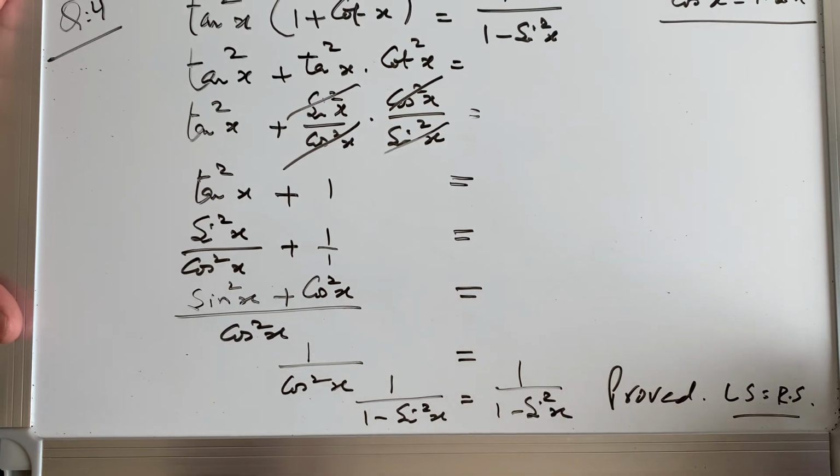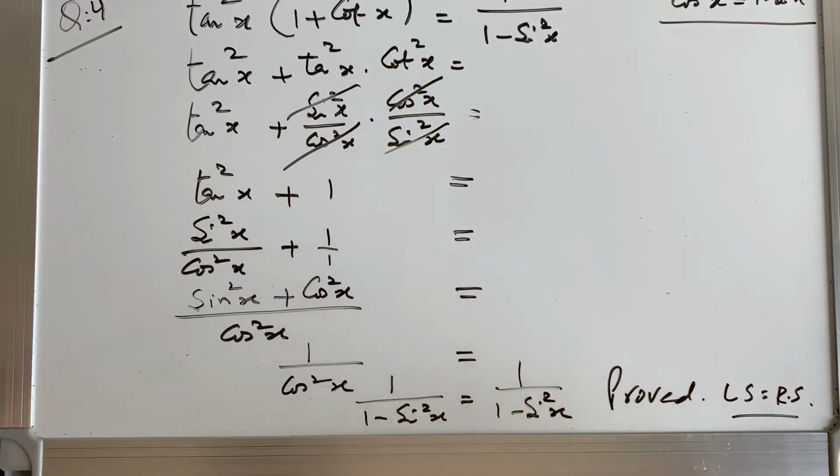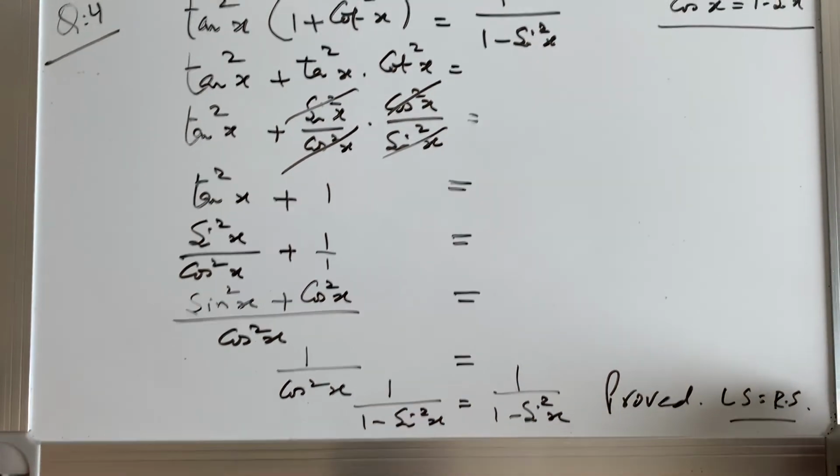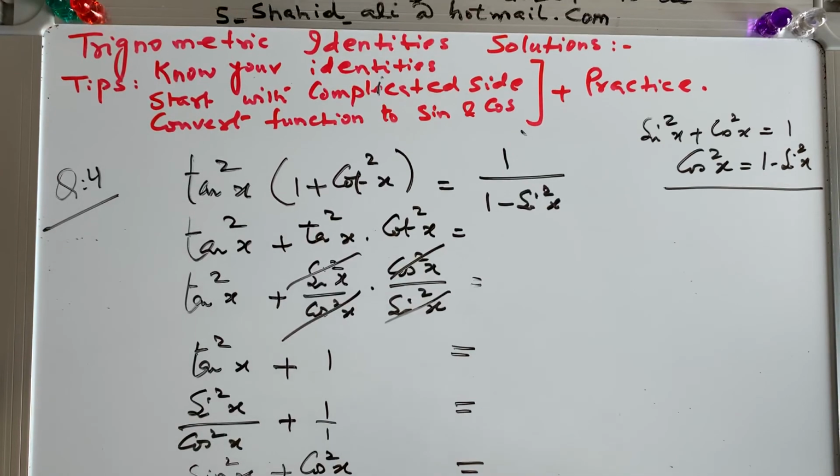Hope you understand. I did it quickly, but you have to take a breath, check your identities, revise your identities, start with the complicated side and continue doing it until you get the other side of the equation.